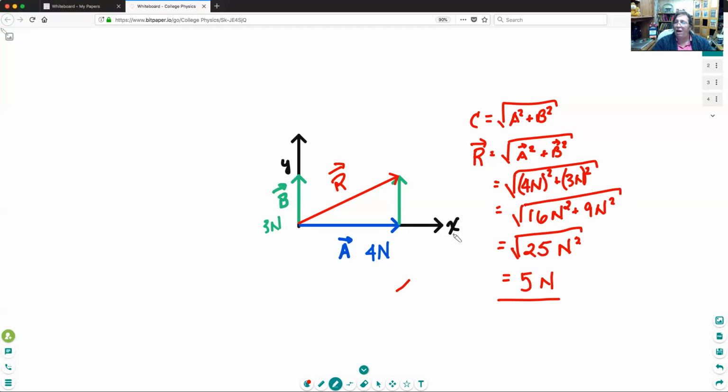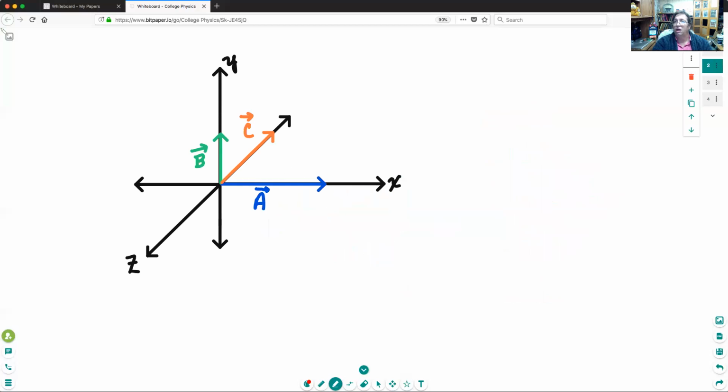But what happens now if we find ourselves dealing in a three-dimensional system? So let me do that. Now we've got the same basic system. We've got A and B still here, our two vectors, and we're going to keep the same values on these. So again, we've got a 4 newton vector here, and our 3 newton vector over here.